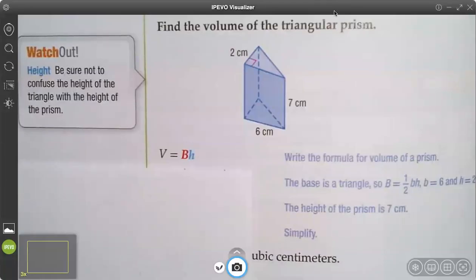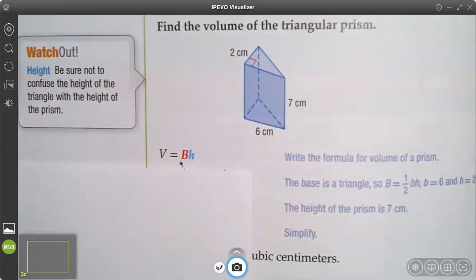Now let's look at one where it does matter. Now we're going to find the volume of a triangular prism. So now I have to use the two triangles as my bases. 7 is the height or depth of my prism. It is the distance between the two triangular bases. So I have to use 2 and 6 as my length and width, or as my base and height of the triangle. The formula is the same, big B H.